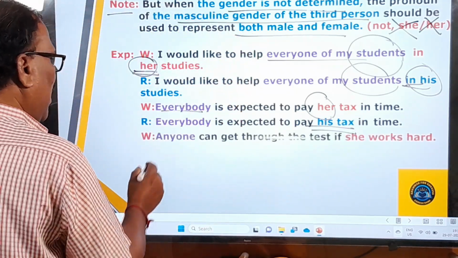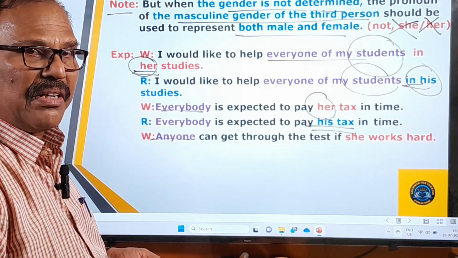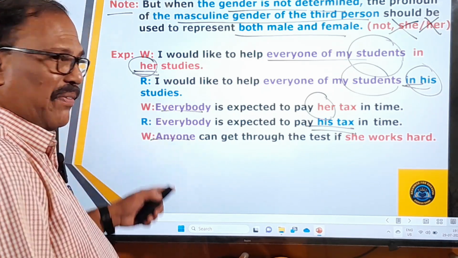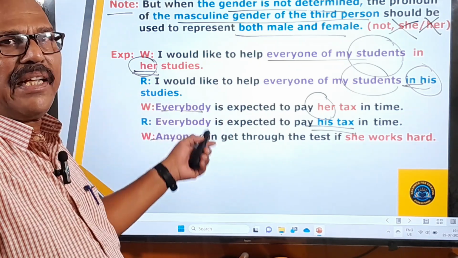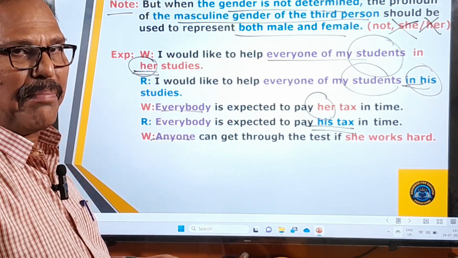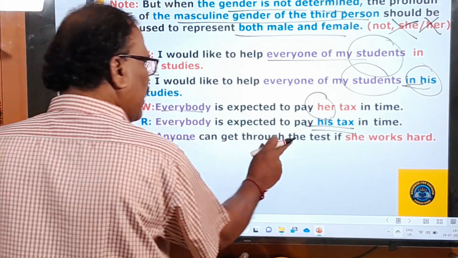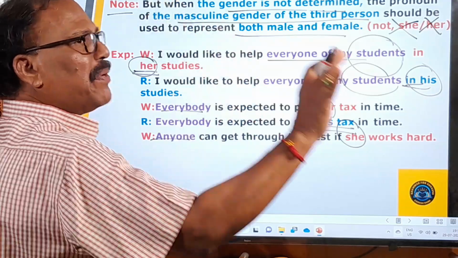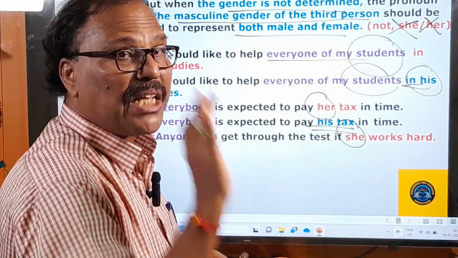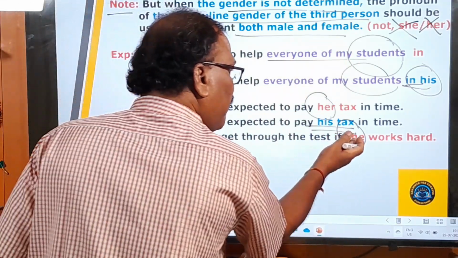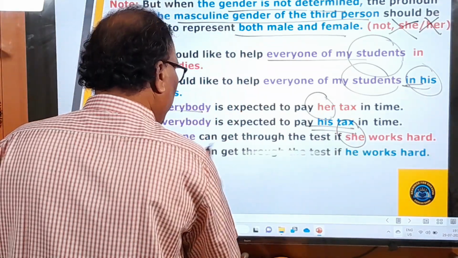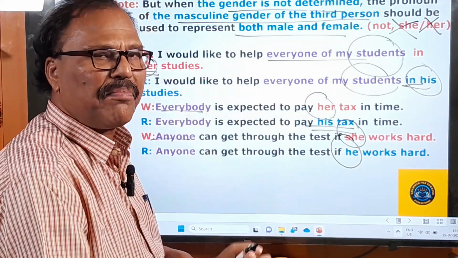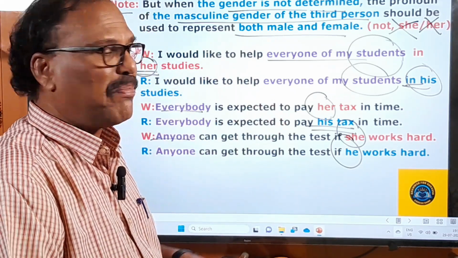Another thing, anyone: who is that anyone? Is it male or female? Everybody, anyone, anybody, all don't indicate the sex of the person. So, anyone can get through the test if she was. If that is the case, you must use only third person masculine gender, not feminine gender. Here you are using feminine gender, that's very bad. So anyone can get through the test if he was. If you don't know the sex, use only the masculine gender of the third person, but not feminine gender.